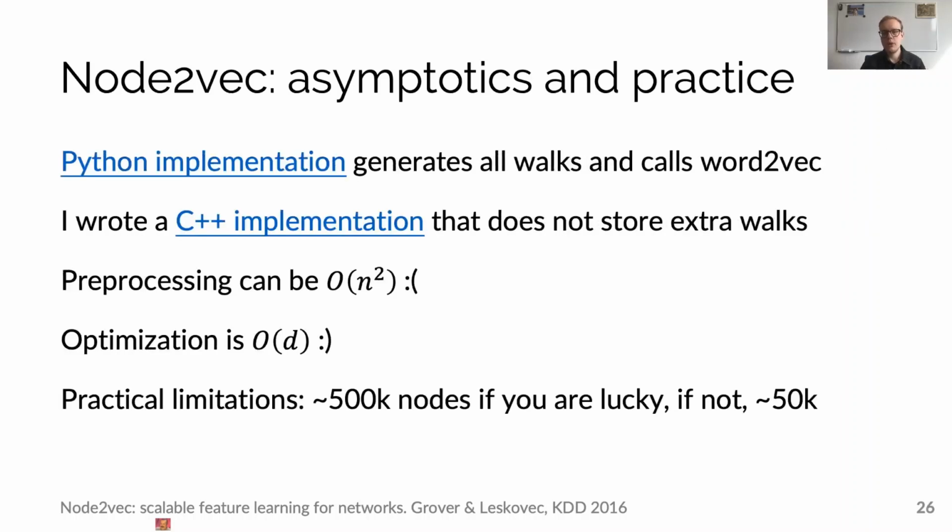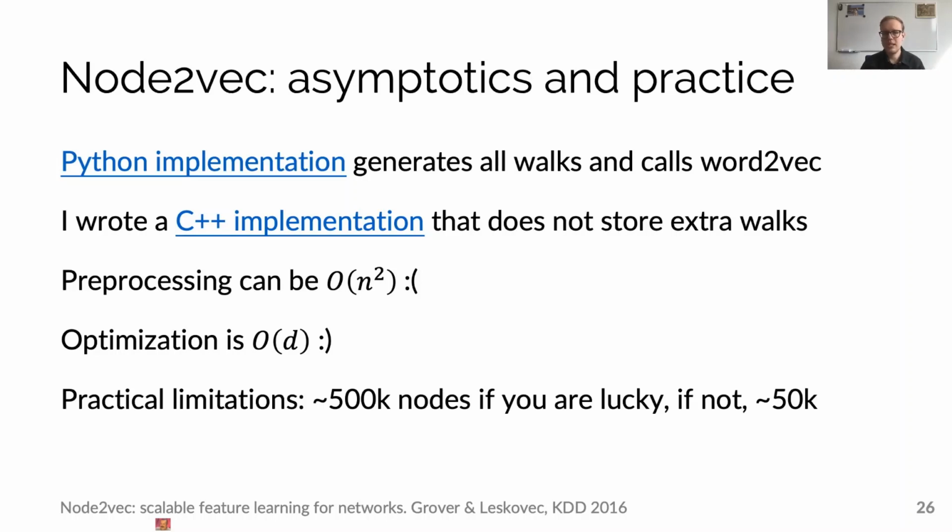Again, as with DeepWalk, the Python implementation that generates all the walks and dumps them to disk is super slow. Please avoid using that if you're really caring about performance. I wrote a C++ implementation that is a bit rough, but does the job. For larger graphs, as I said, preprocessing can be quadratic. If your graph has a large degree, or uneven degree distribution with large maximum degree, you're out of luck with using this algorithm. Optimization is the same as LINE, though, after you generate the random walks.